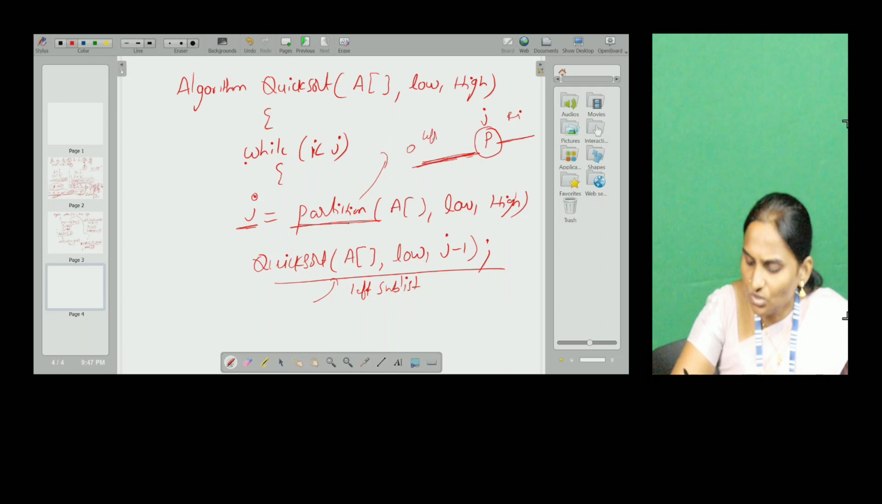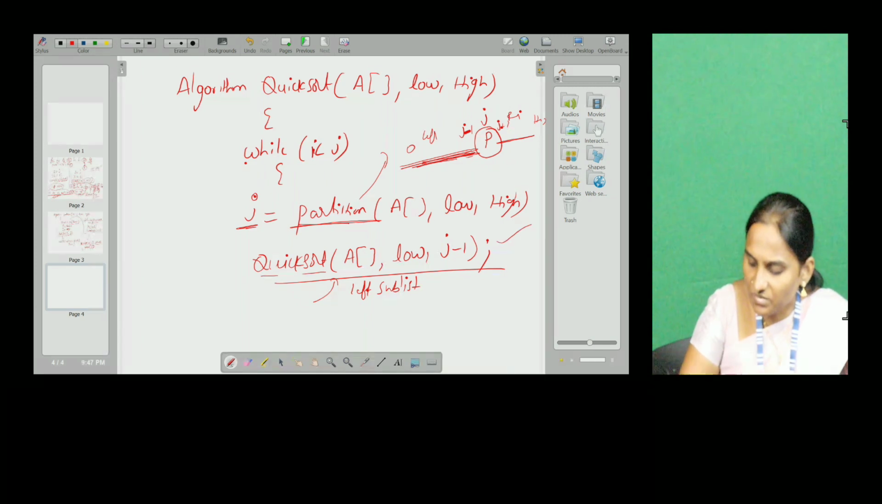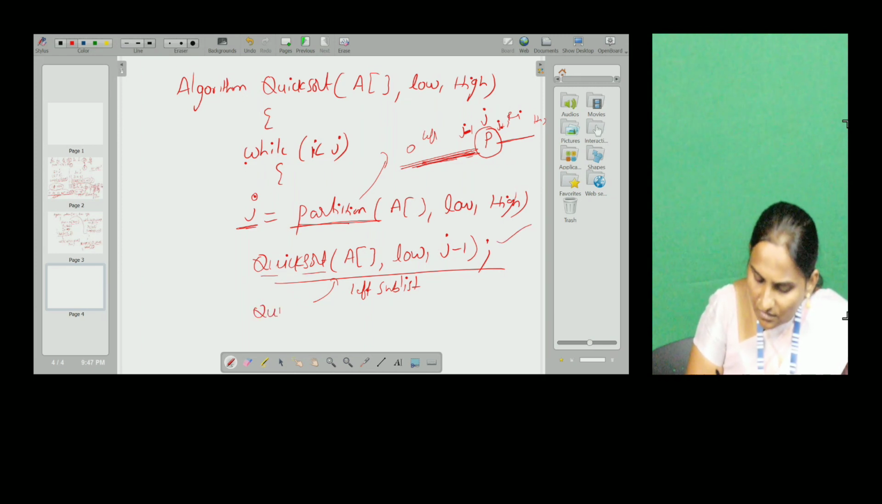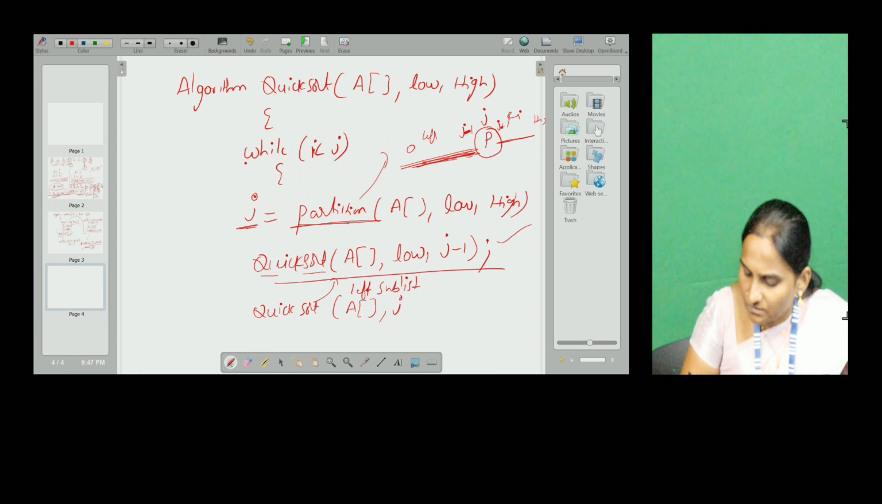So from 0 to j minus 1, these are left sublist elements. From j plus 1 to high, right sublist elements. So again we will apply the QuickSort for the left sublist, and again apply the QuickSort for the right sublist as well. Array from j plus 1 to high.